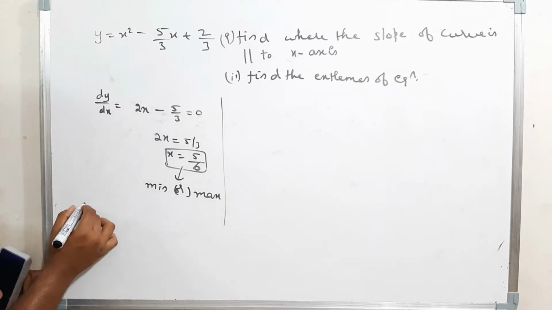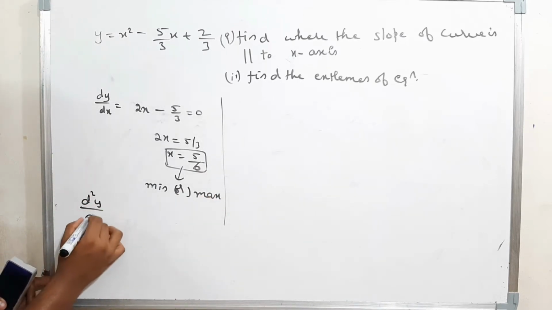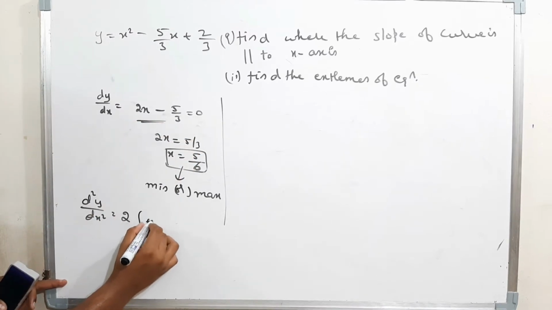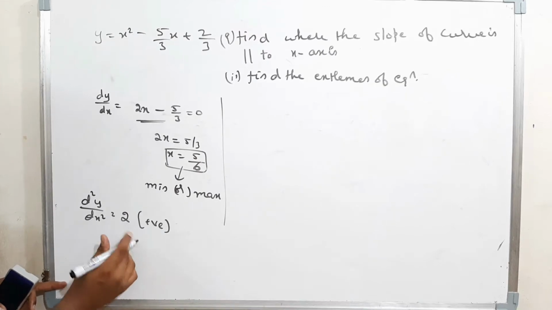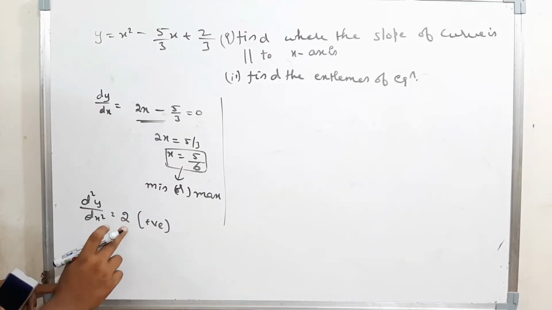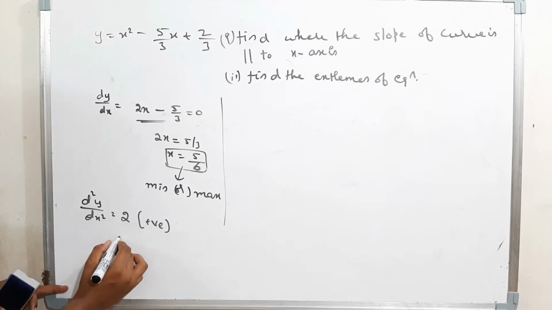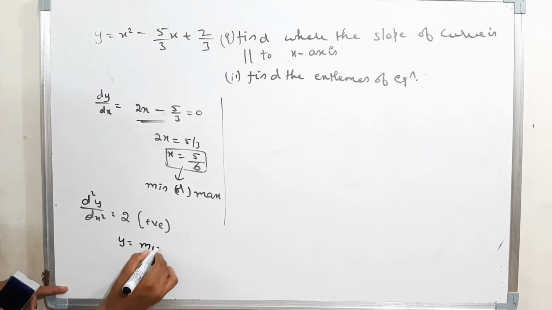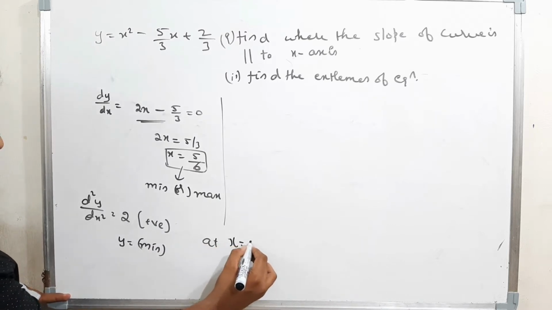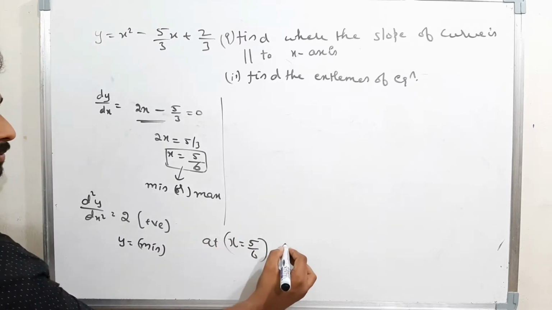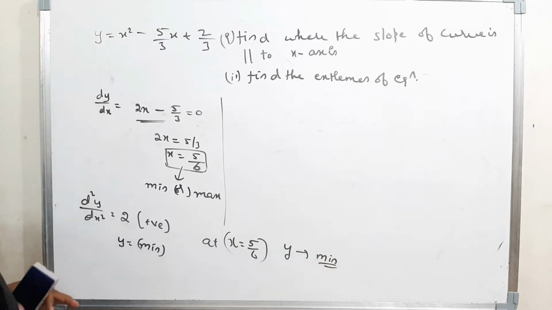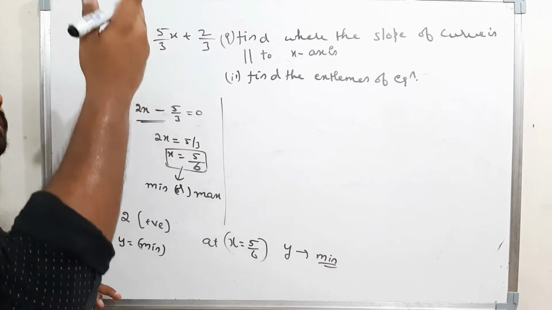Again, what I do? Again I have to double differentiate, d square y by d square x. What is the double differentiation? That is nothing but 2, a positive value. That means whatever be the x coordinate, whatever be the value, this is always having a minimum value. Therefore at x is equal to 5 by 6, y is having minimum value. That is nothing but extreme value.